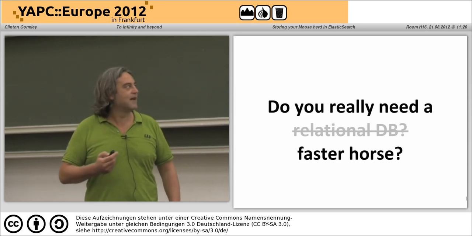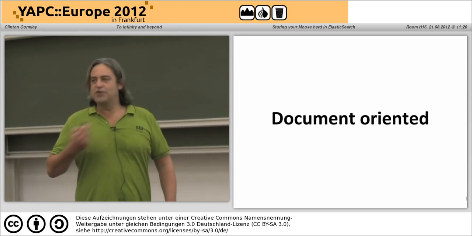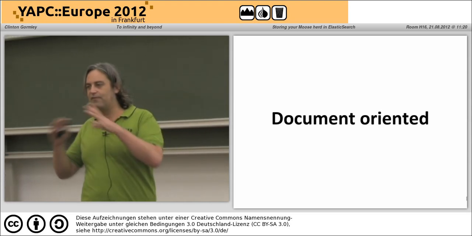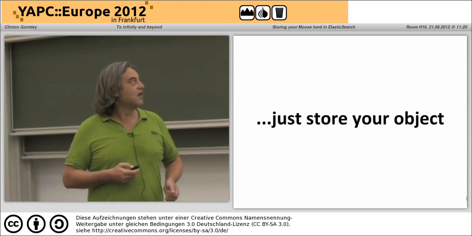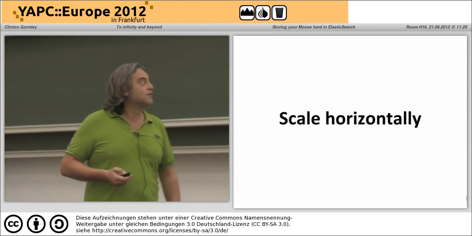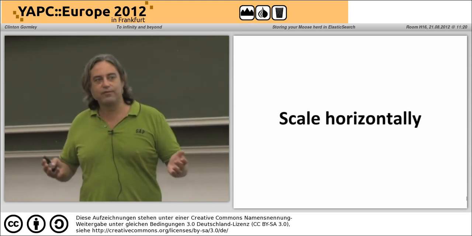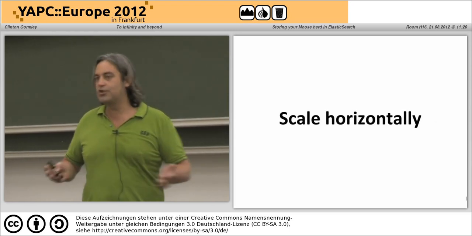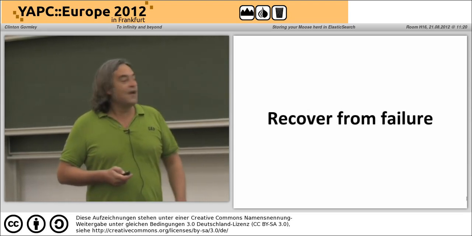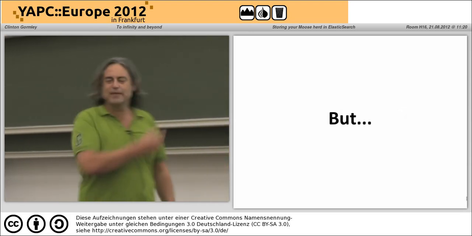NoSQL databases have a number of advantages. They tend to be document oriented. So rather than having to map your object into some flat storage that looks like a spreadsheet, you just store it. They're typically optimized for fast reads and writes. And they can scale horizontally, which means if you double the number of servers you've got running this thing, you should get double the scale, which is not true of databases without a lot of work. Of course, with all these extra nodes, you're likely to have a few of them failing every now and again, so they should be able to recover from that.